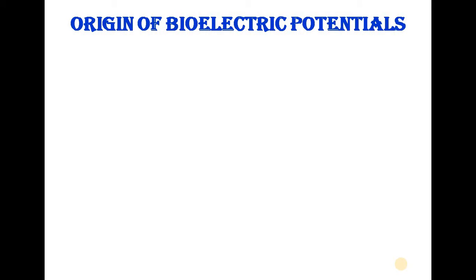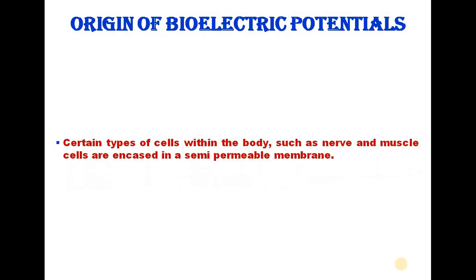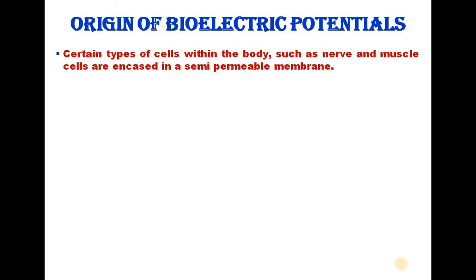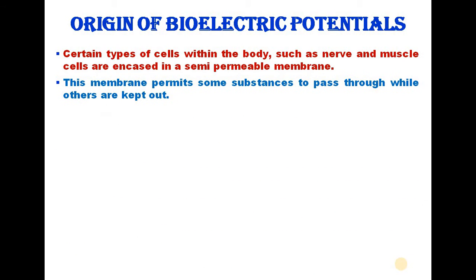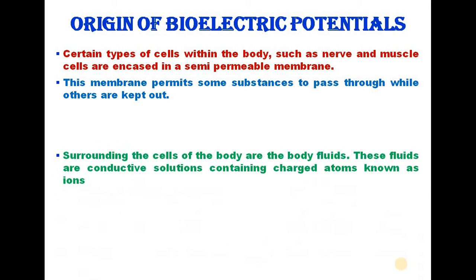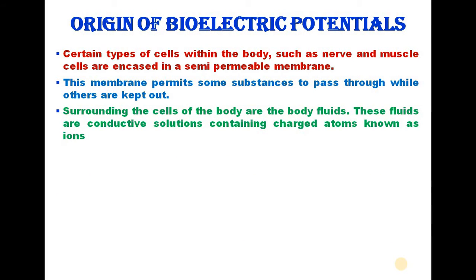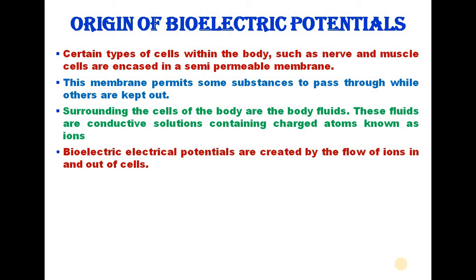Now let us see about the origin of bioelectric potentials. Certain types of cells within the body, such as nerve and muscle cells, are encased in a semi-permeable membrane. This membrane permits some substances to pass through while others are kept out. Surrounding the cells of the body are the body fluids. These fluids are conductive solutions containing charged atoms known as ions.